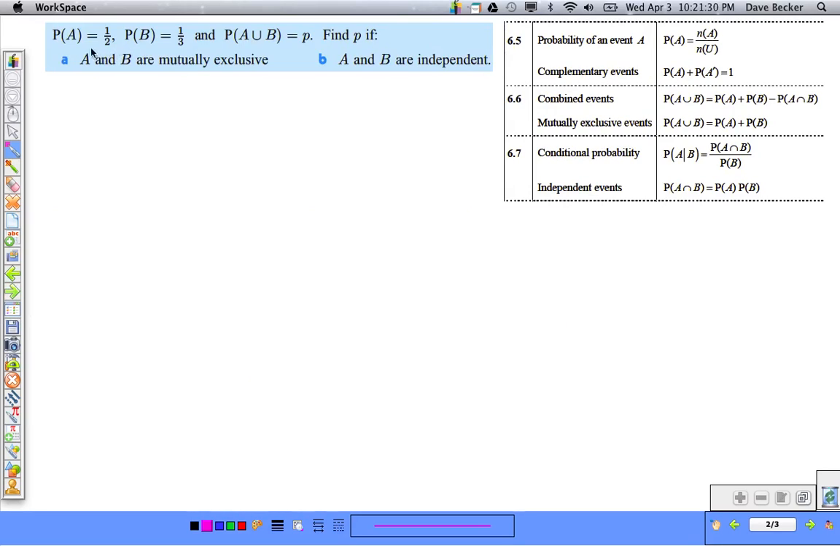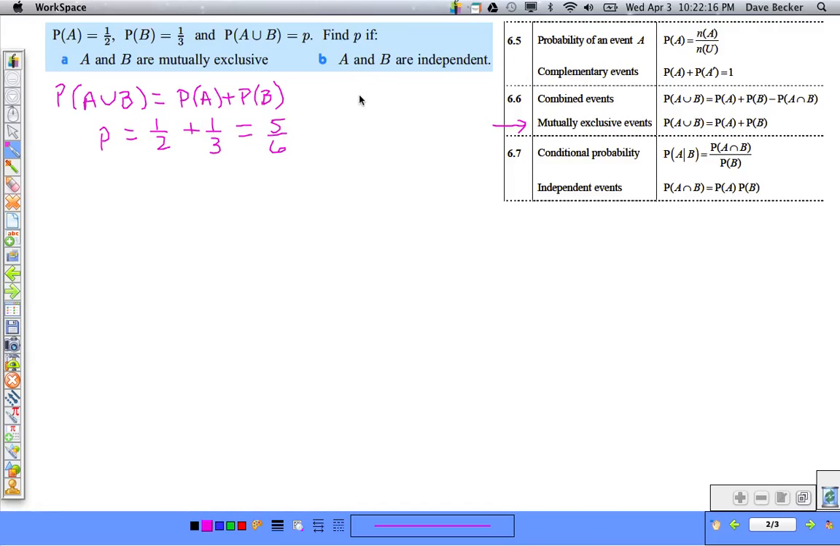Here we're given some data. The probability of event A is 1/2, B is 1/3, and the probability of A union B is equal to P. We're asked to find P if A and B are mutually exclusive. That's scary, except that we have a beautiful formula for mutually exclusive events, where the probability of A union B is equal to the probability of A plus the probability of B. The probability of A union B is my P.